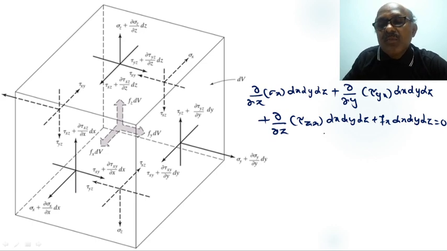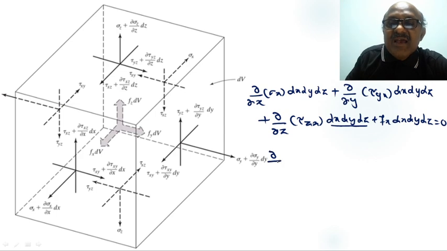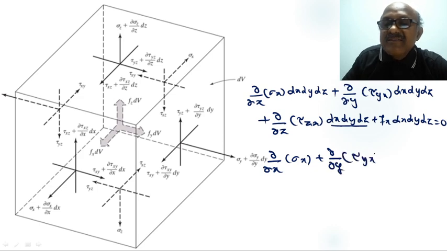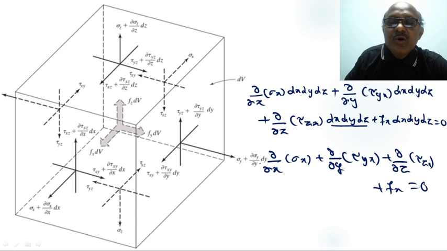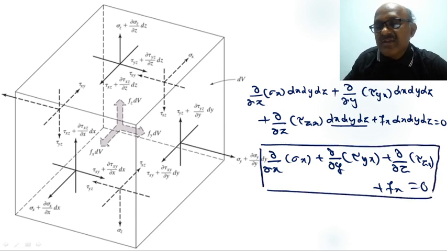So divide the entire equation, both left hand side and right hand side, by dx dy dz. Here this one cancels out, and this one cancels out here, and this one cancels out here. So the terms left are dou by dou x of sigma x plus dou by dou y of tau yx plus dou by dou z of tau zx plus fx is equal to 0. This is the equilibrium equation in x direction, my dear students.